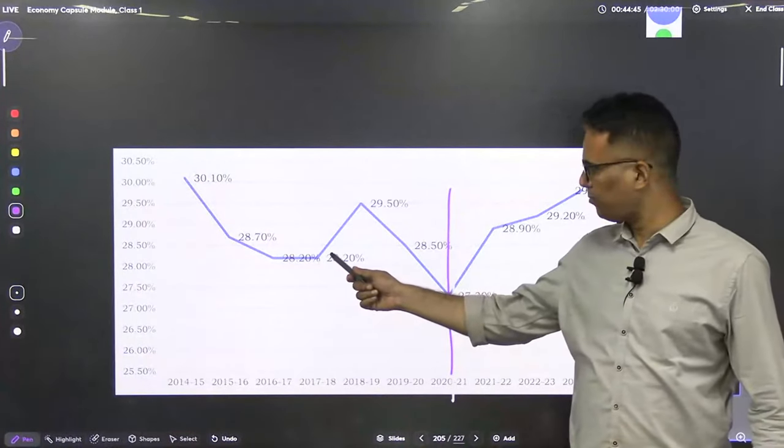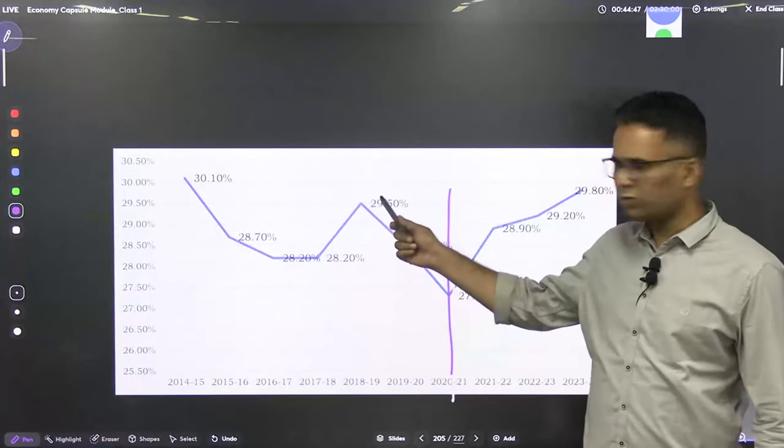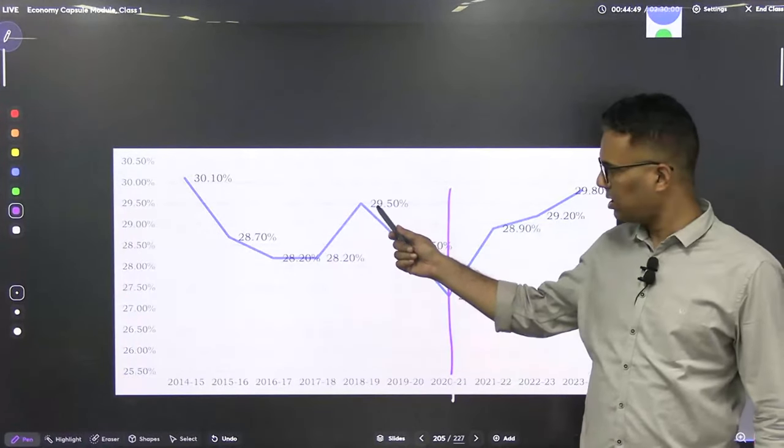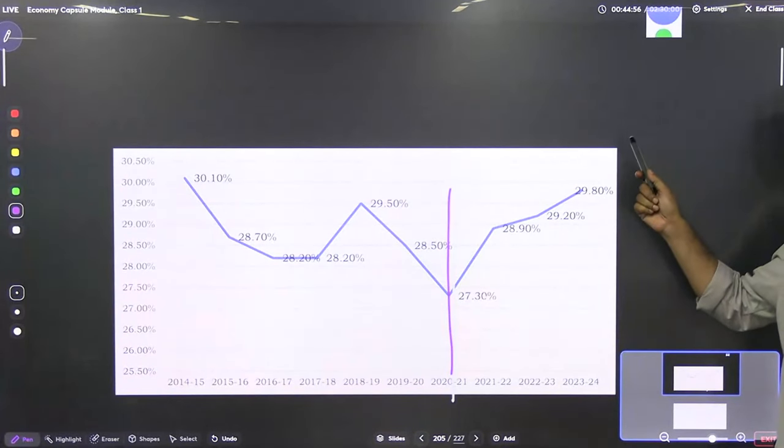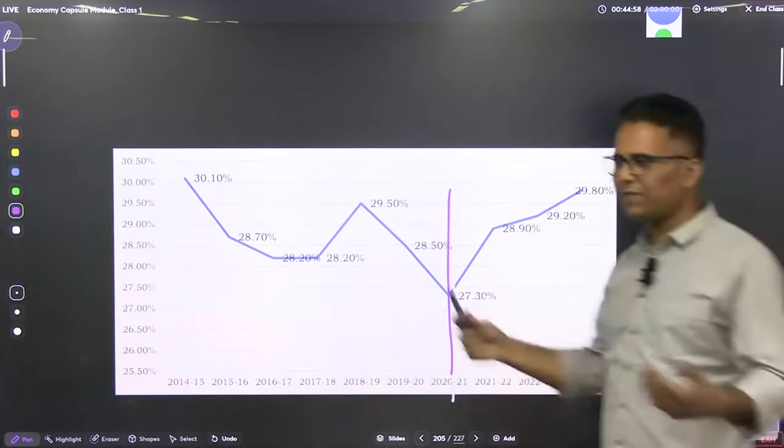Here we are producing 28% capital goods. Then we produce 29.5% capital goods. So this is a percentage. Now can it increase to 80, 90? Not possible. Samajh gaye? So this is a percentage, it can never.